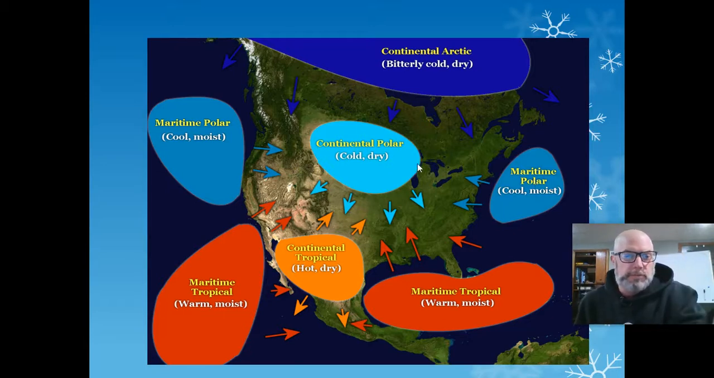Okay, so if they form over land, they're not going to be humid because there's not going to be a lot of moisture to pull into the air mass. And then it'll move and it'll change as it moves to a new location, but it'll bring that amount of humidity and temperature with it. And of course, it's relative to the season, right? A cold air mass in the summer is not going to be as cold as a cold air mass in the winter.